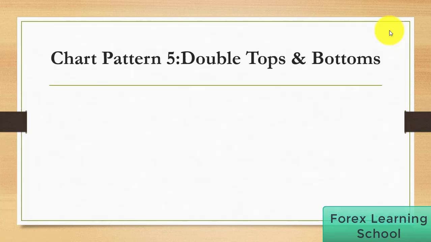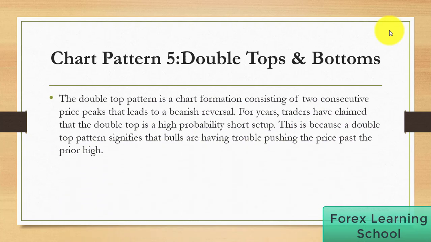Chart pattern 5. Double tops, bottoms. The double top pattern is a chart formation consisting of two consecutive price peaks that leads to a bearish reversal. For years, traders have claimed that the double top is a high probability short setup. This is because a double top pattern signifies that bulls are having trouble pushing the price past the prior high. The double bottoms are just the opposite of double tops.